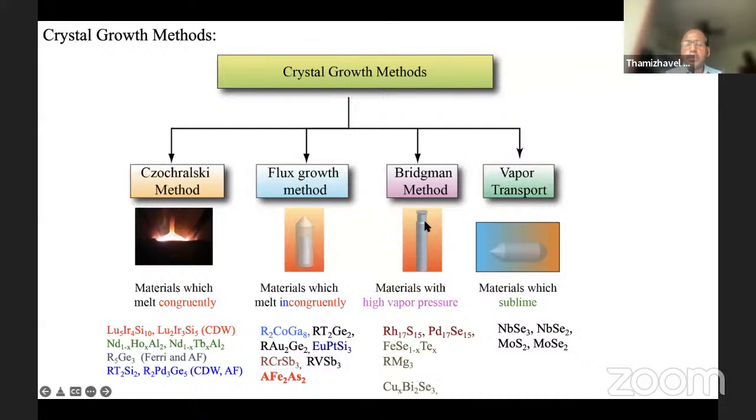Sometimes some of the materials have high vapor pressure, and in those cases, although the material is congruently melting, it can be grown by the Bridgman method, which is again something similar to the Czochralski method, but there are some differences. You employ a two-zone furnace and all these things. And for many of the materials recently, people have attempted to grow them as single crystals by using vapor transport. The idea of vapor transport is that you make the material, you put in a transporting agent, and you keep it in a two-zone furnace. The material goes from the hot zone to the cold zone and crystallizes there. So in today's talk, I am going to highlight the Czochralski growth and the flux growth. I will show some examples of the crystals that we have grown by these two methods.